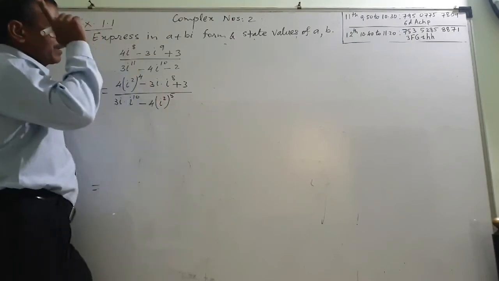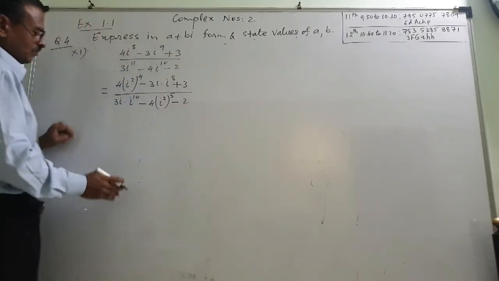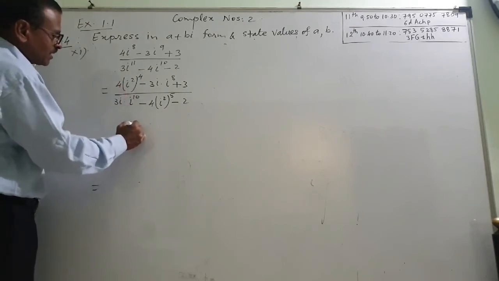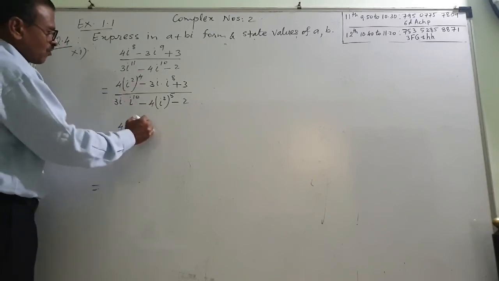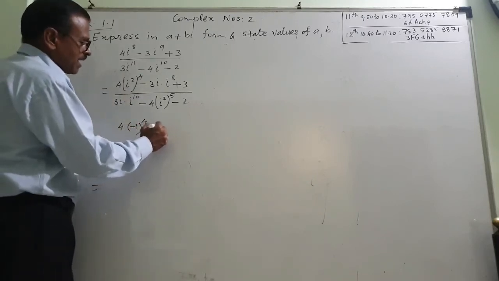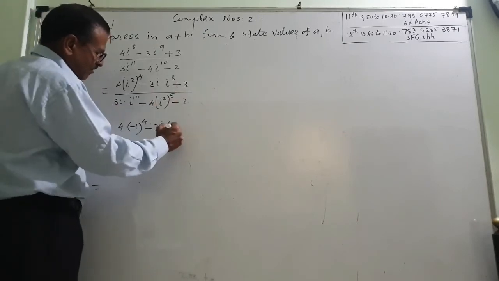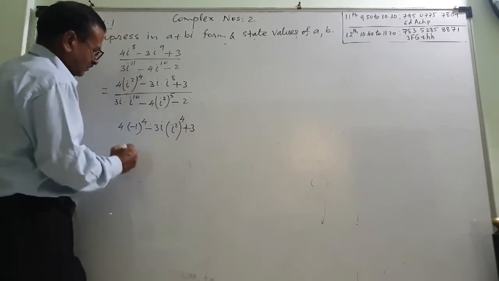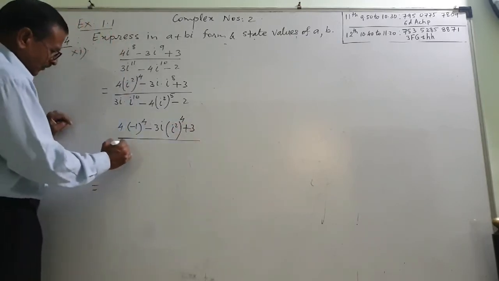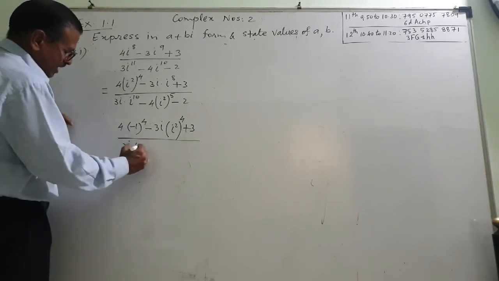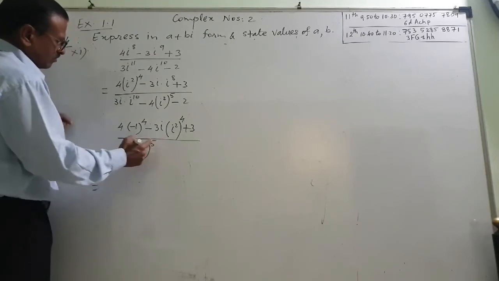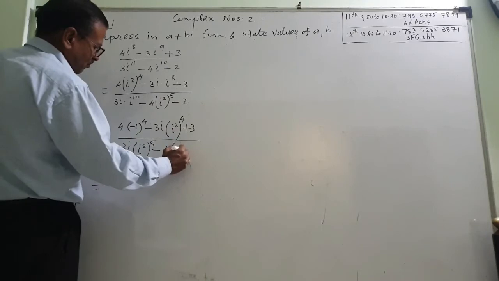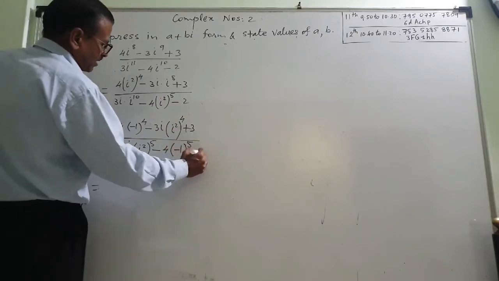Index raised to index means multiplication of the indices, minus 2. So this is 4 into i square, meaning minus 1 raised to 4, minus 3i into again i square raised to 4, to the 8, plus 3 upon 3i into i square raised to 5, meaning i raised to 10, minus 4 into i square, meaning minus 1 raised to 5, and minus 2.